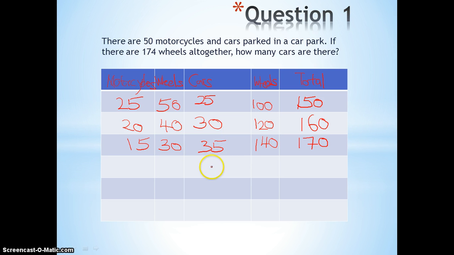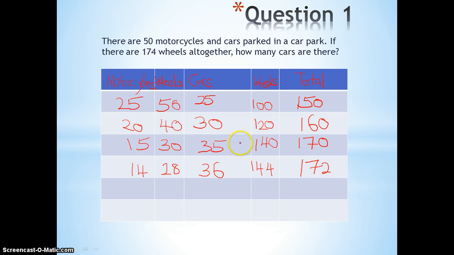Do I increase by a big number or a small number this time? Yeah, right. I'm going to increase it by a small number. Let's assume I'm going to increase it by 1. If I have 36 cars, I will have 14 motorcycles. 14 times 2, 28. Alright, 36 times 4, I'm gonna have 144. That's a total of 172. Wow, I'm so close now.